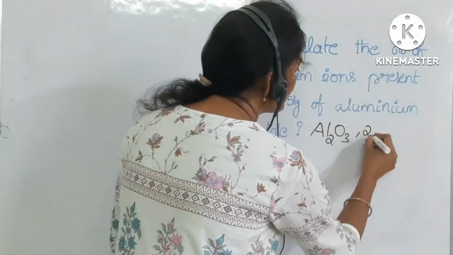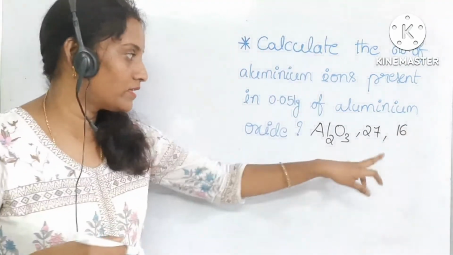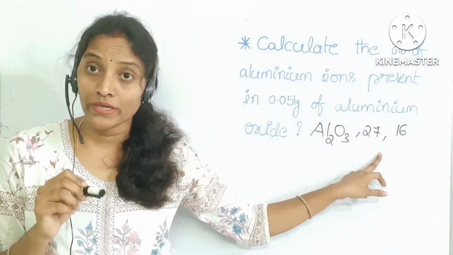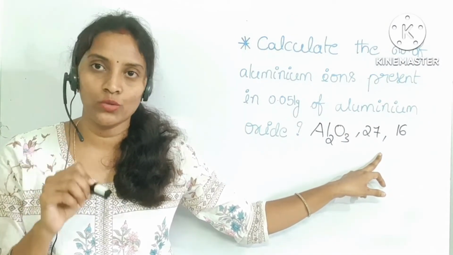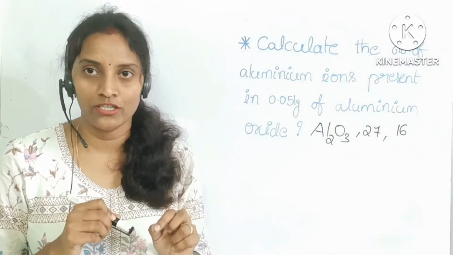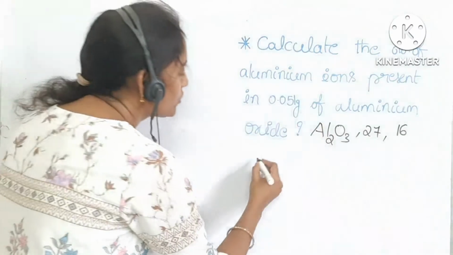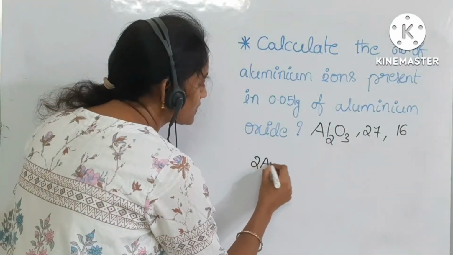That is 27, and the atomic mass for oxygen is 16. Remember one thing: this atomic mass of 27 is applicable for aluminum atoms as well as aluminum ions. Remember this. Then you should calculate the molecular mass of aluminum oxide.